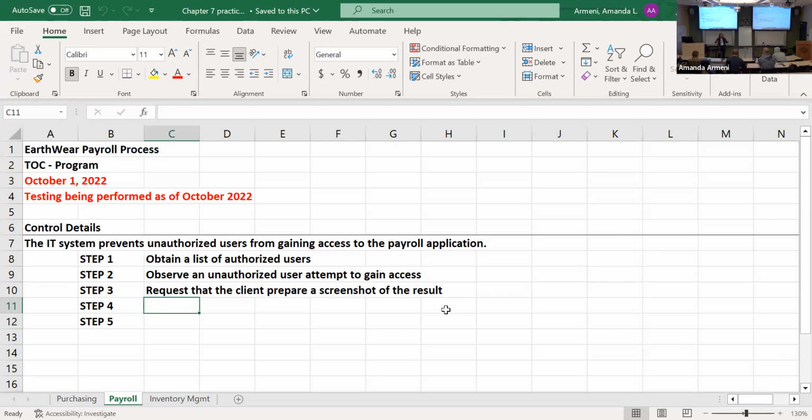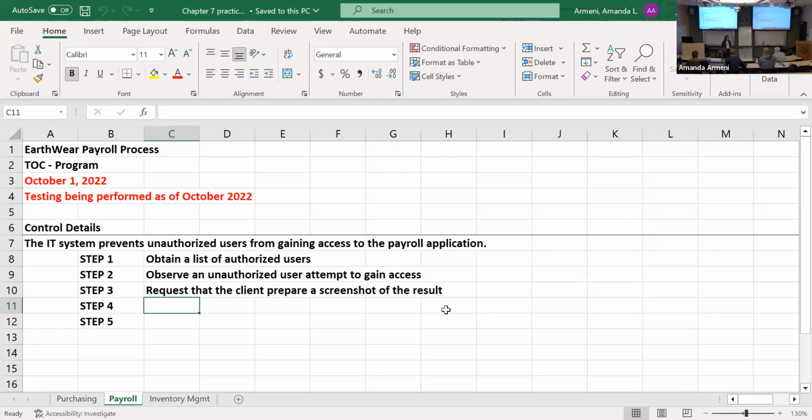We can observe it with our own eyes and we can request that the client give us a screenshot so that we don't just see it with our own eyes, but whoever's reviewing our work, they'll be able to also see what we saw, because we can produce a screenshot of the computer system. Are you with me? By observing that access, we would be able to say, was Jake from the warehouse able to get into the payroll system?